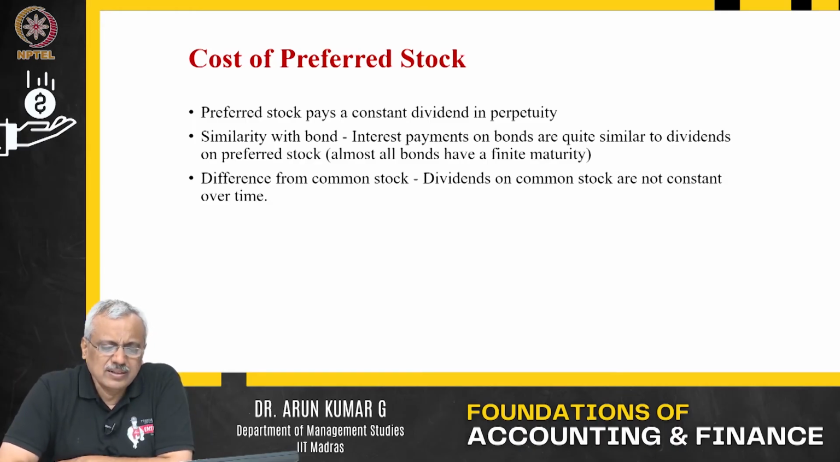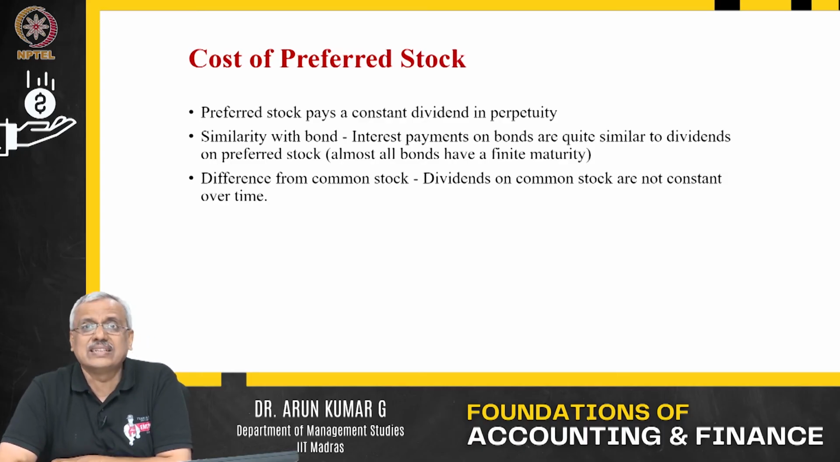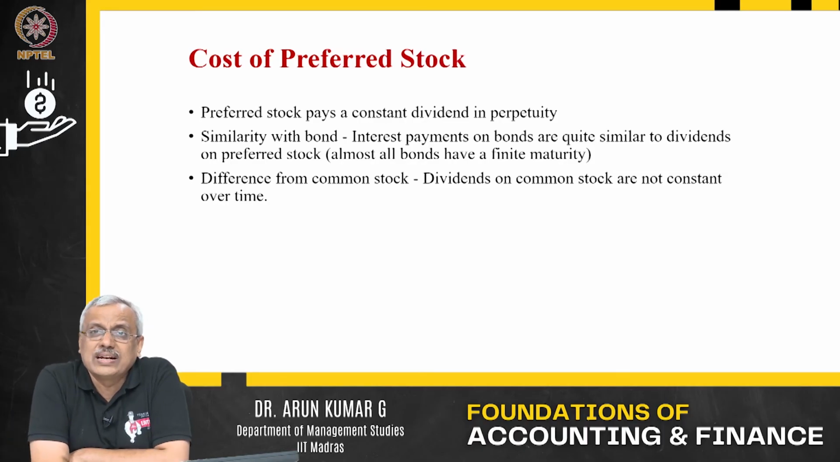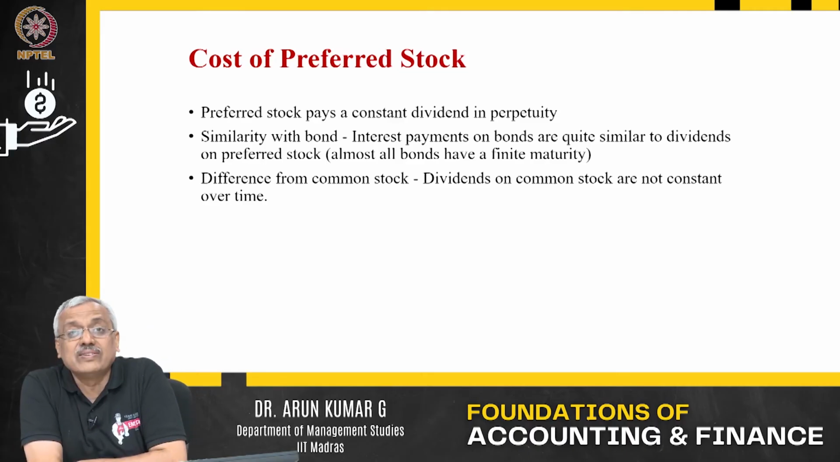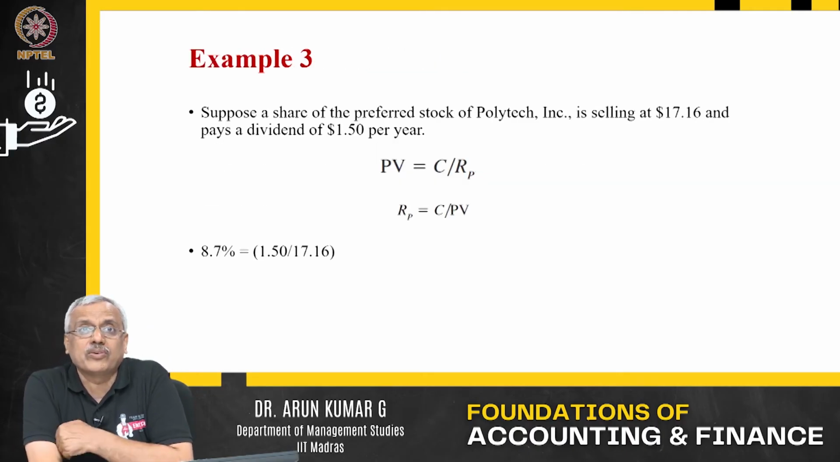Similar to a bond, the only difference from common stock is that dividends on common stock are not constant over time. Dividend is a share in profit. Here, dividend is not a share in profit. Dividend is some kind of an assured return that you are going to get. Dividend does not depend on the volume of the profit you make.